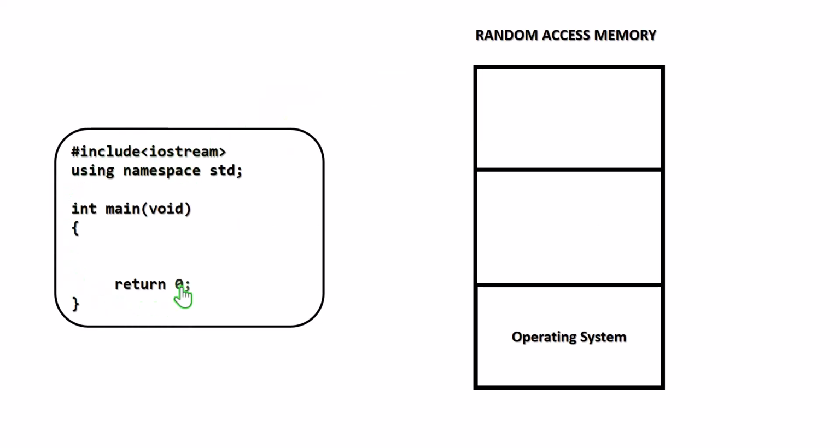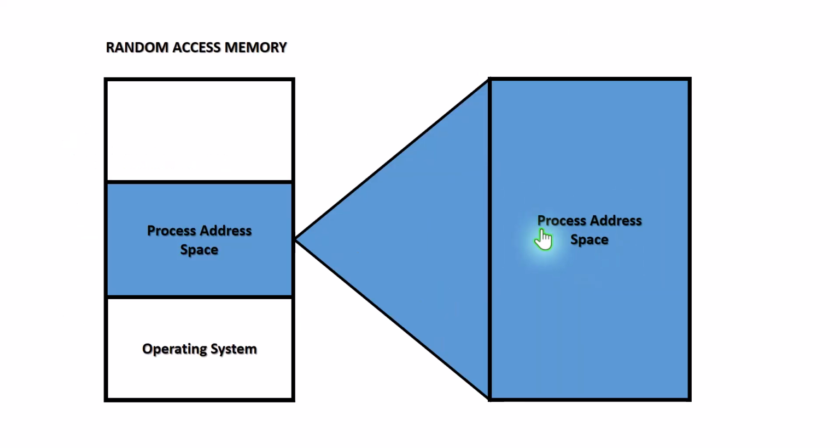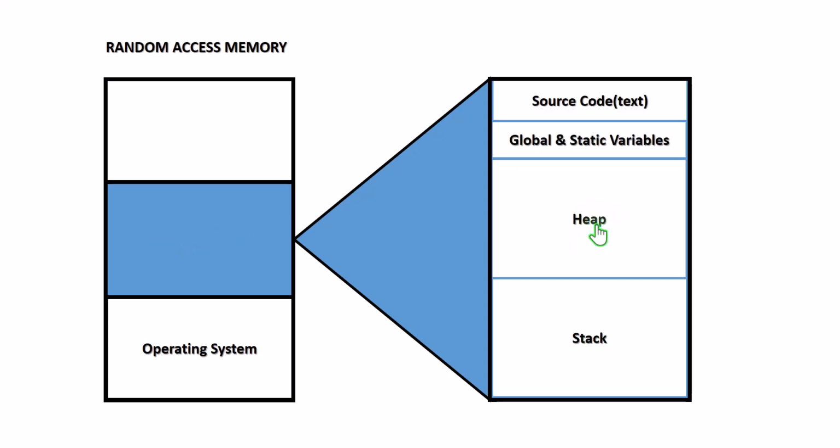You have written a program in C++, which you can see to the left of the screen. And when you execute this program, what happens? A memory block is allocated from RAM, which is random access memory. And this block is called the process address space. If we zoom in on this process address space, only the space of the process which has been allocated to the program, then we can see there are different sections of this program.